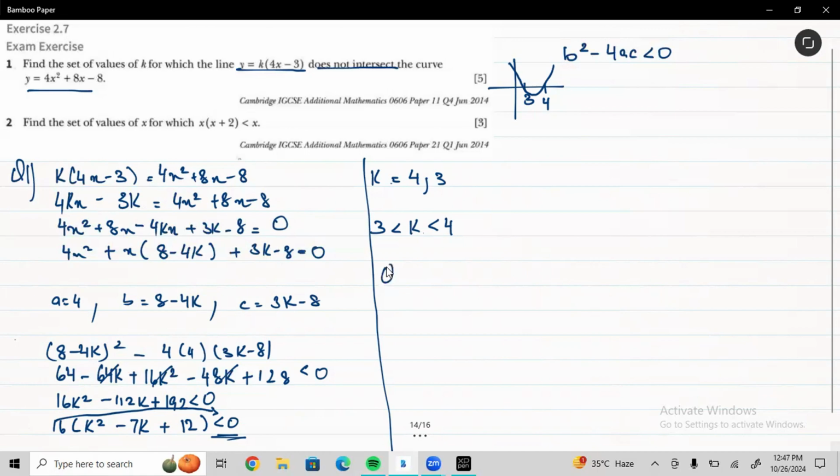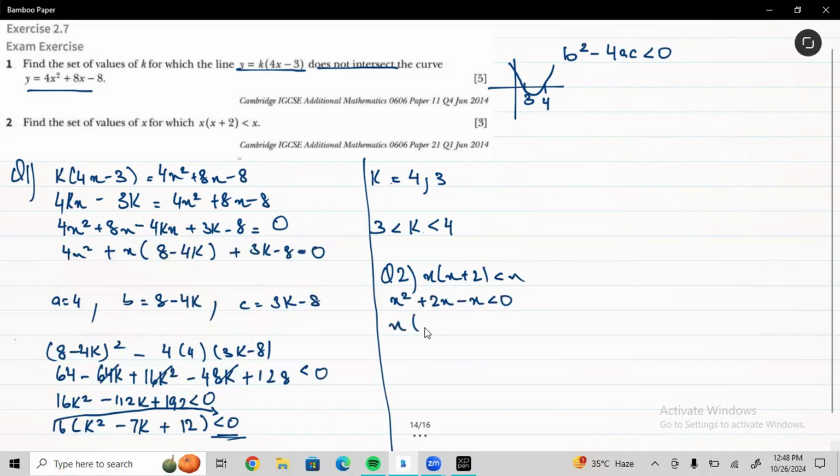It was quite easy. For question 2, it's going to be a short one. x multiplied by x plus 2 is less than x, and we have to find the values of x for which this inequality is satisfied. It's really simple, you just solve the inequality. So it's going to be x squared plus 2x minus x is less than 0.